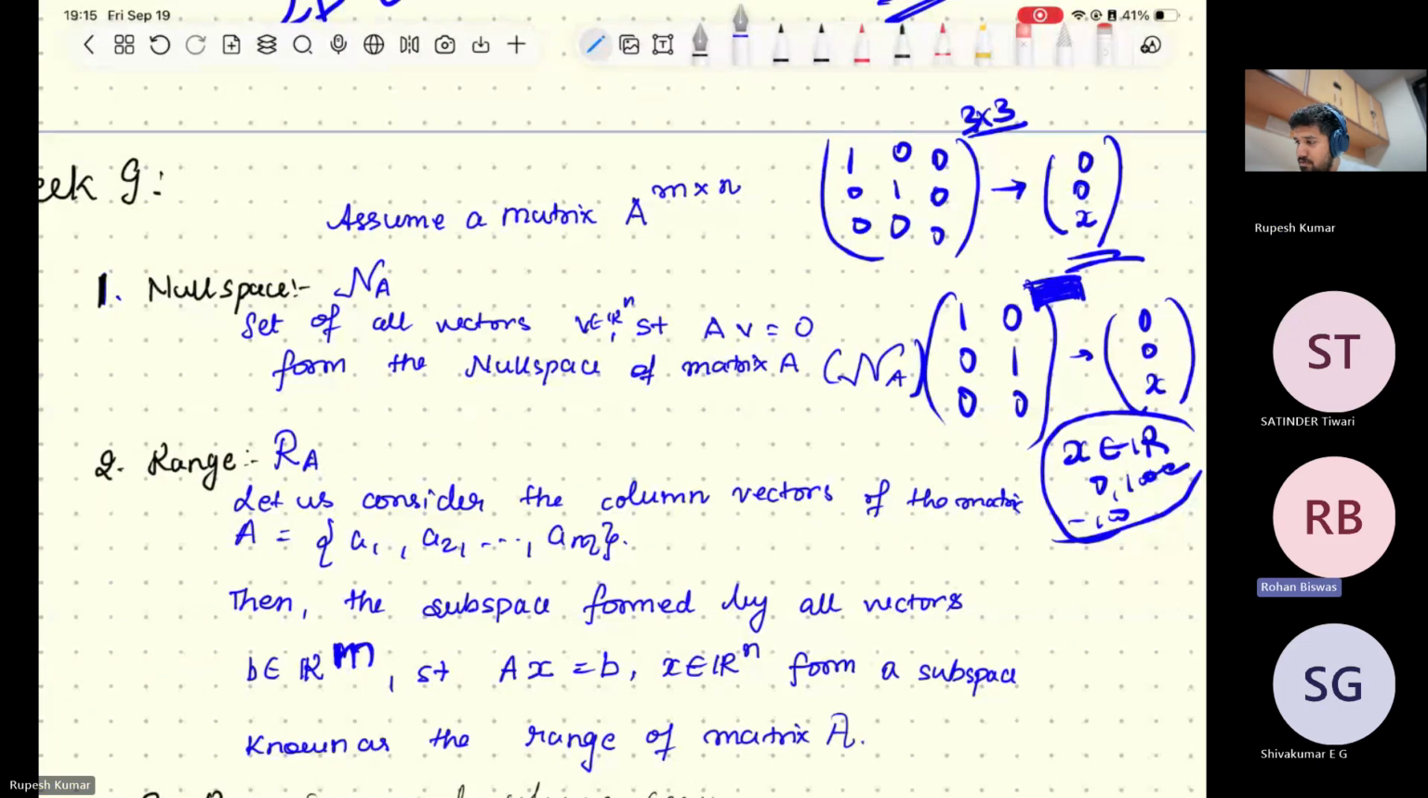Okay, but here the null space will only be 0 and 0, no? It should be coming from an R2 space. No, this is a 3 by 2 matrix, right? I'm talking about the null space of matrix A, not the 3-dimensional or 2-dimensional space. So if A is a 3 by 2 matrix, then its null space should be 2 by 1.